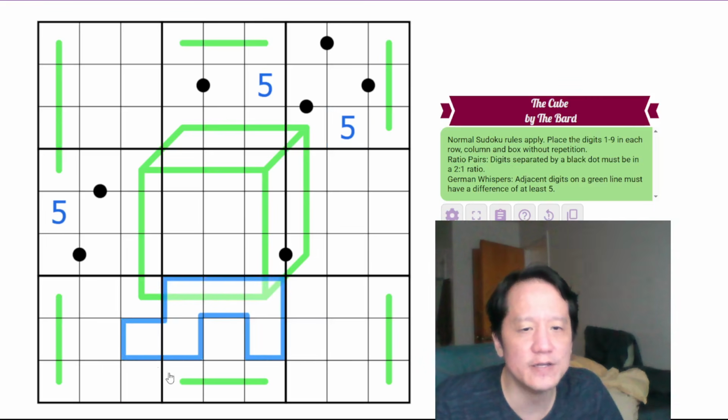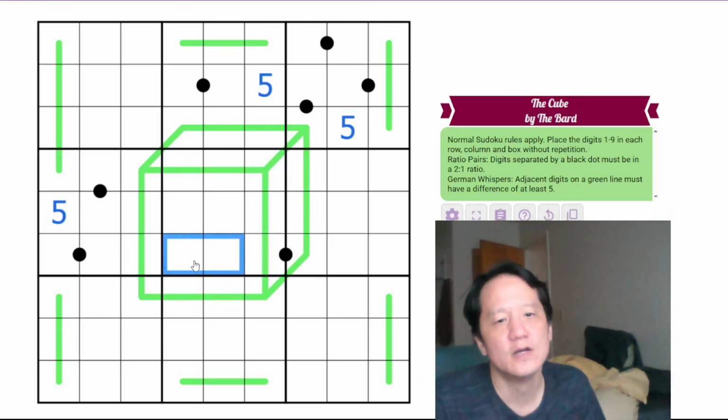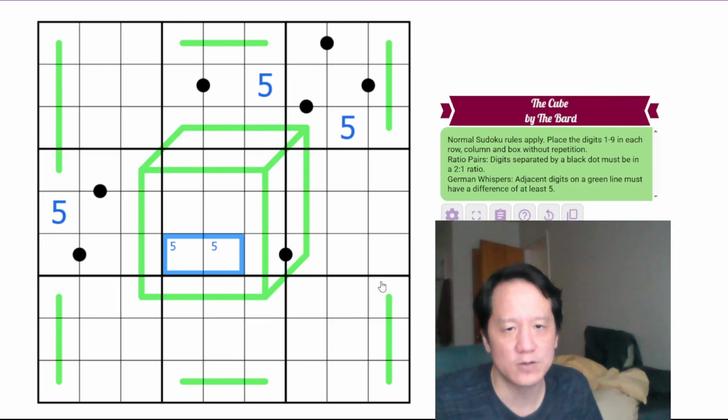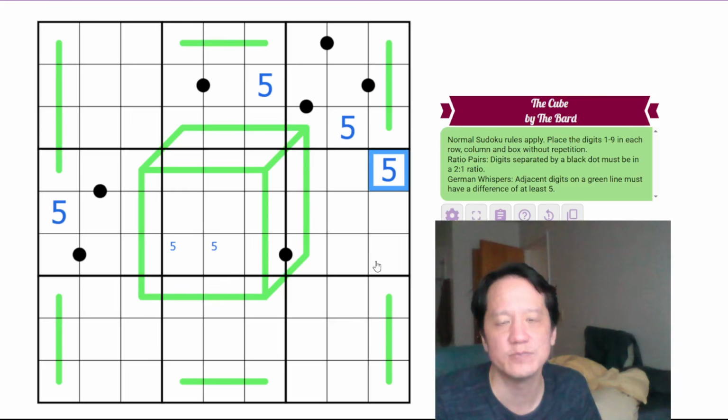Where's 5 in... Okay, so 5 in this central box then cannot be on the whisper 5 line, and cannot be here because of 5 in the row, so 5 has to be here. Which means, where's the 5 in row 4? It cannot be here because they're on whisper 5 lines or next to a black Kropki dot, and 5 eliminates 5 from being there, so 5 has to be here.